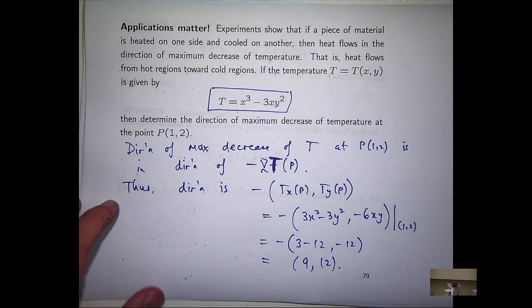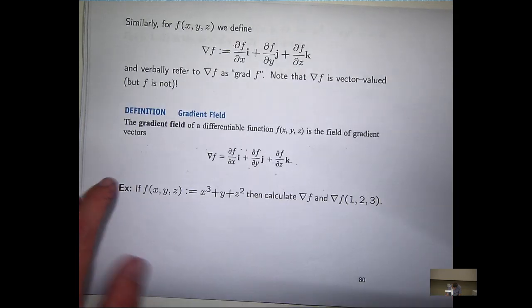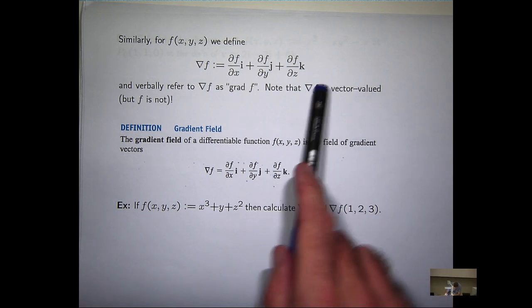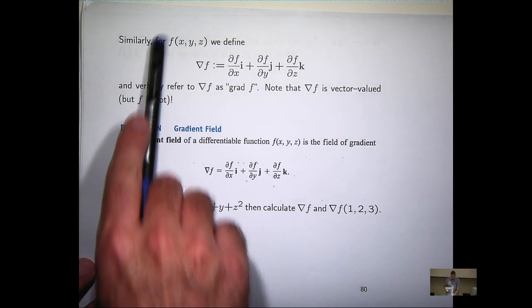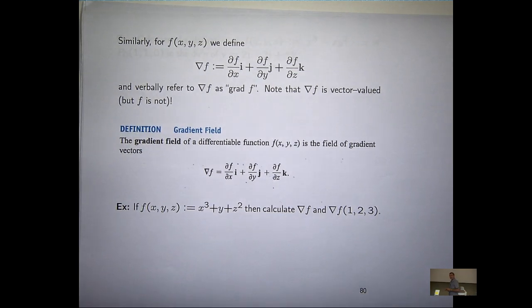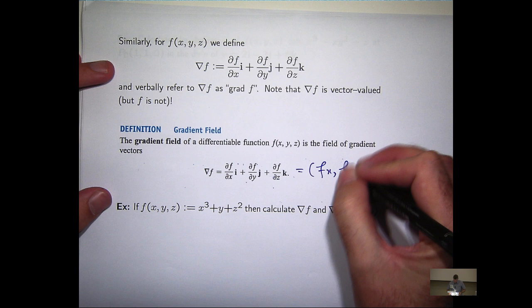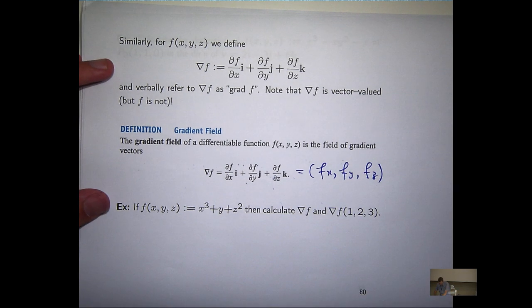Now that's functions of two variables. It's very easy to extend the idea to functions of 3 variables and further. Okay, you just add another component onto your vector. Once again, note that this is a vector, whereas this is real valued. It spits out a real number. So again, you can talk about gradient fields in the following sense.